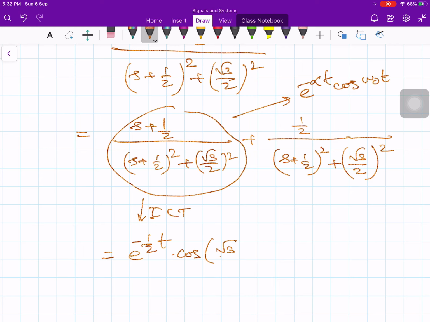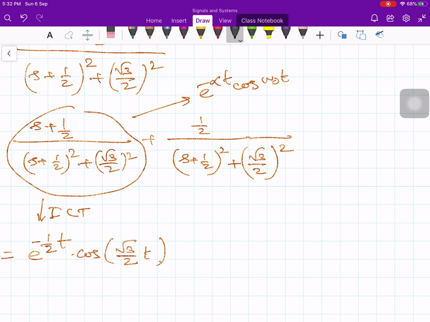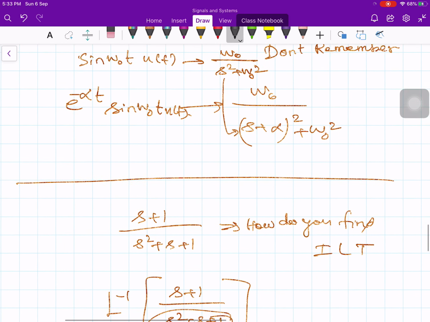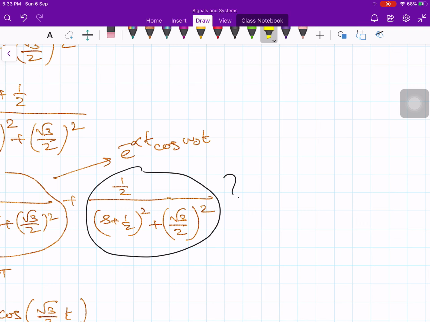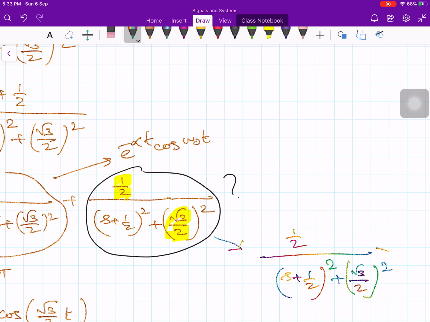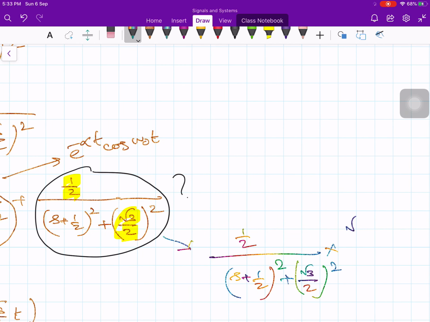That's it. Now if you come to the second term, what is this? If you look at the generalized sine formula, in the numerator you have omega naught, and in the denominator also you have omega naught. But here, in the denominator you have root 3 by 2 the whole squared, but in the numerator you have something else. So what do you do with this? You have 1 by 2 divided by s plus 1 by 2 the whole squared plus root 3 by 2 the whole squared. You multiply both the numerator and denominator by root 3 by 2 divided by root 3 by 2.